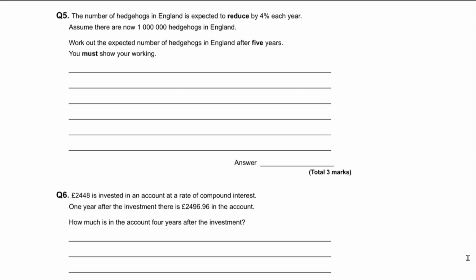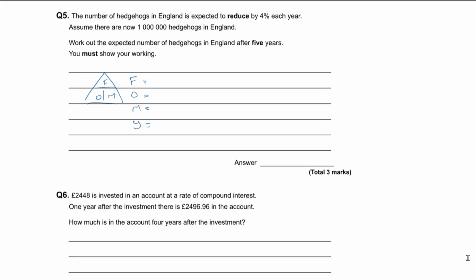Question 5. The number of hedgehogs in England is expected to reduce, oh no, that's so sad, by 4% each year. Assume that there are now 1,000 hedgehogs in England. I don't want to do this question. Work out the expected number of hedgehogs in England after 5 years. You must show your working. Okay, so final, original, multiplier. So this is the decay part of growth and decay, similar to depreciation. So the depreciation of hedgehogs, bless them.